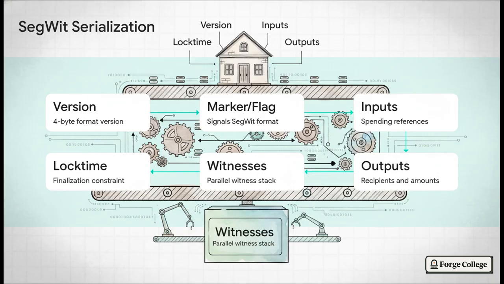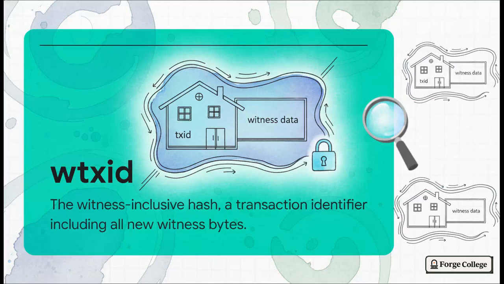Before we go any deeper, we really need to clarify a crucial term, the wtxid. This stands for the witness inclusive hash. When we talk about a canonical transaction ID, the normal txid, it completely ignores that new garage we just built on the back of the house. It doesn't include the witness data at all. The wtxid, on the other hand, hashes the entire extended blueprint, witness bytes and all. It is the true, comprehensive footprint of the transaction.